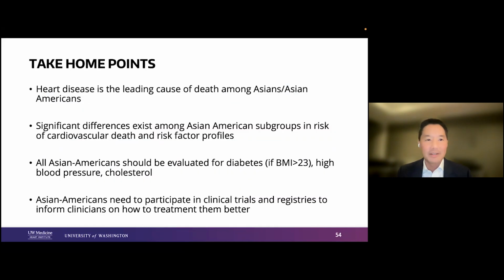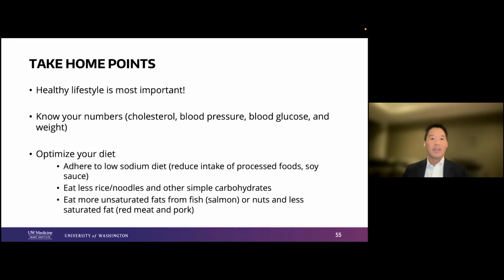So my take-home points are that heart disease, we know, is a leading cause of death among Asians and Asian Americans, and there are significant differences in risk among Asian American subgroups. All Asian Americans should be evaluated for diabetes, especially if your BMI is over 23, for high blood pressure, and for cholesterol. And as I just pointed out, there's a strong need for Asian Americans to be more involved in clinical research and trials to better inform clinicians like myself on how to treat Asian Americans better.